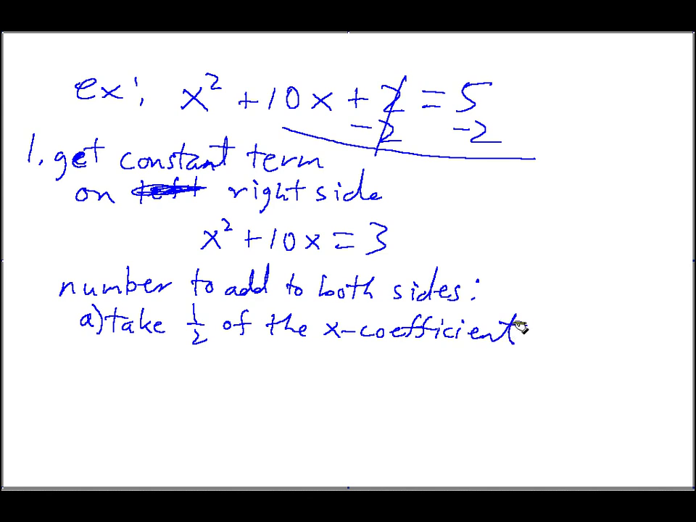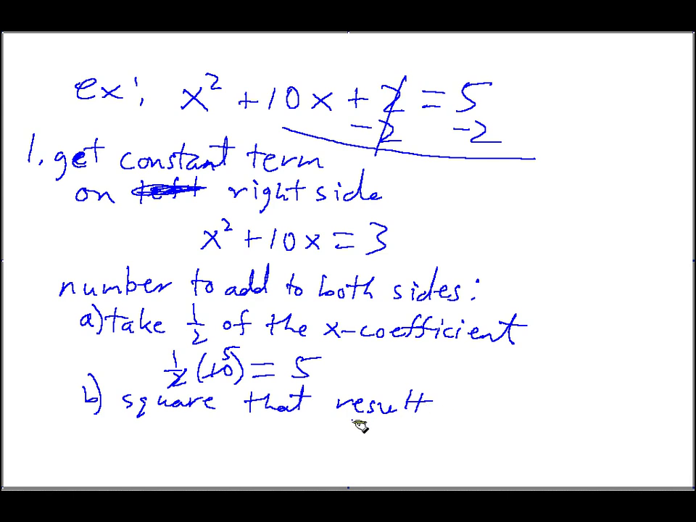In this case, I'm going to take 1/2 of positive 10. 1/2 of a number means 1/2 times that number, right? So half of 10 is 5. You can probably figure it out in your head, couldn't you? After we take half of that coefficient, we're going to square that result. We're going to square this 5. So 5 squared is 25. And that's the number we're going to add to both sides of the equation.